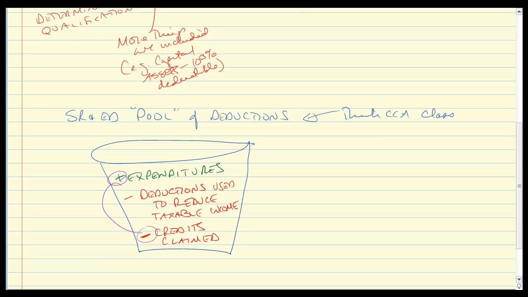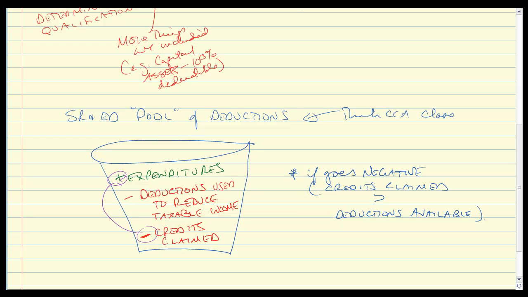Okay, and then also, just like a CCA class, important to note, if this goes negative, and so when would this go negative? Well, it's not too hard to see. It could only go negative when credits claimed are greater than deductions available. So if you get more, and this can happen because of the mismatch in rates, if you claim more in credits than you have available in deductions, then, well, what's going to happen? Just like a CCA class, similar to recapture, then the credit that you claim will just be treated as income.